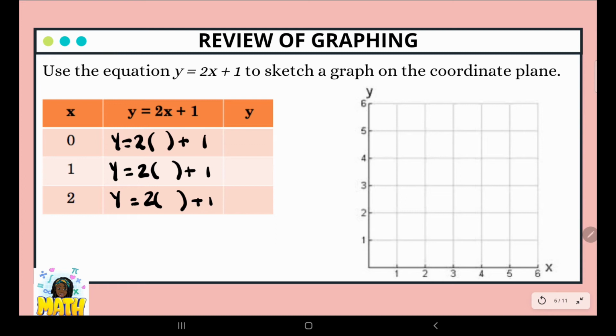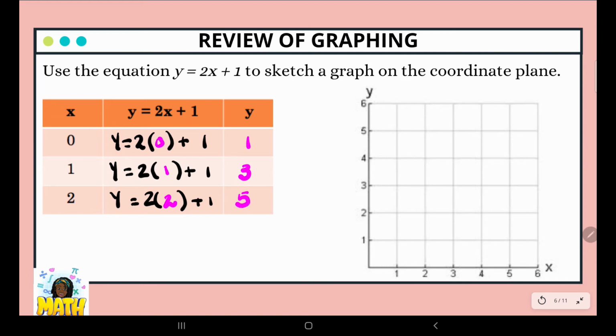So in the first scenario, the value of x is 0. In the second scenario, the value of x is 1. And in the third, the value of x is 2. 2 times 0 is 0. 0 plus 1 is 1. So the value of y is 1. 2 times 1 is 2, plus 1 is 3. So the value of y is 3. 2 times 2 is 4, plus 1 is 5.